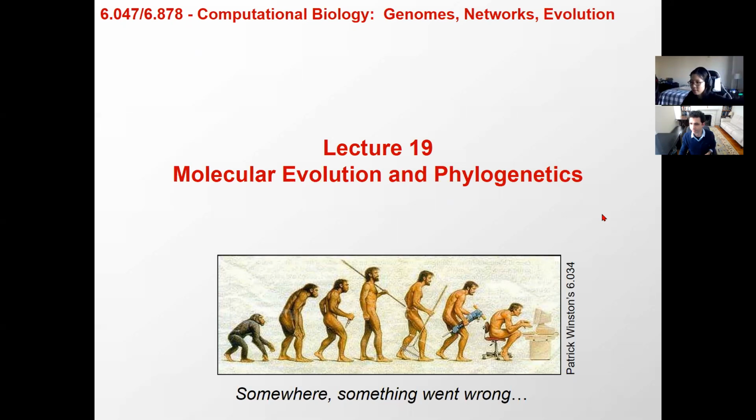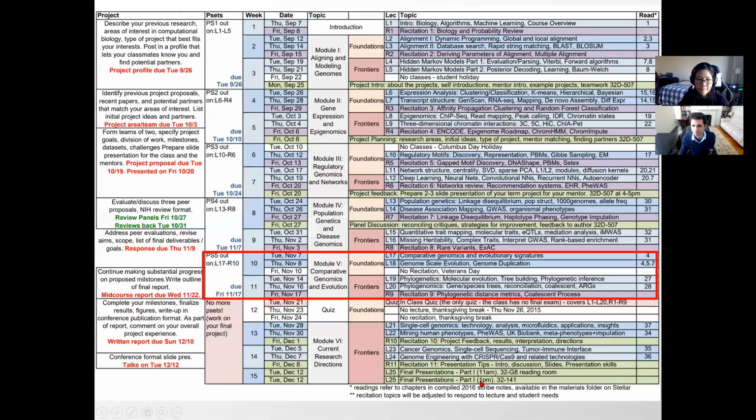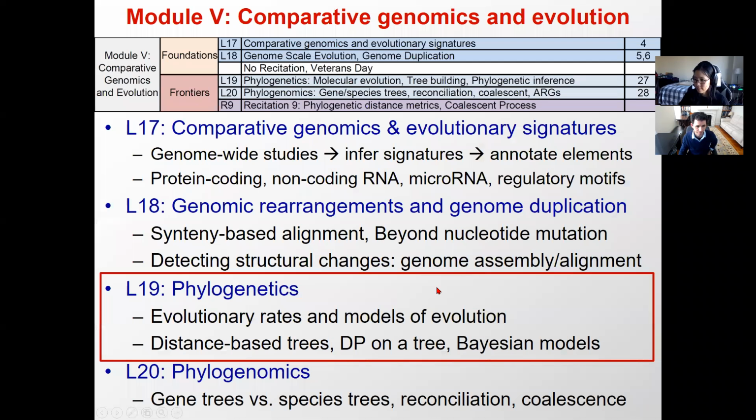Yes. Awesome. So today we're talking about molecular evolution and phylogenetics. And I love this slide that Patrick Winston likes to use, where somewhere something went wrong. So we are basically in the second half of the comparative genomics and evolution module, talking about molecular evolution, tree building, and phylogenetics. And then next time, we're going to be talking about phylogenomics.